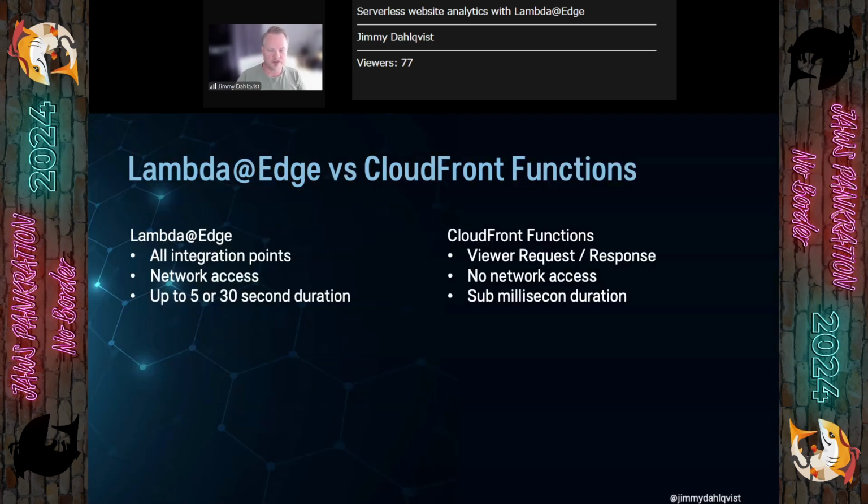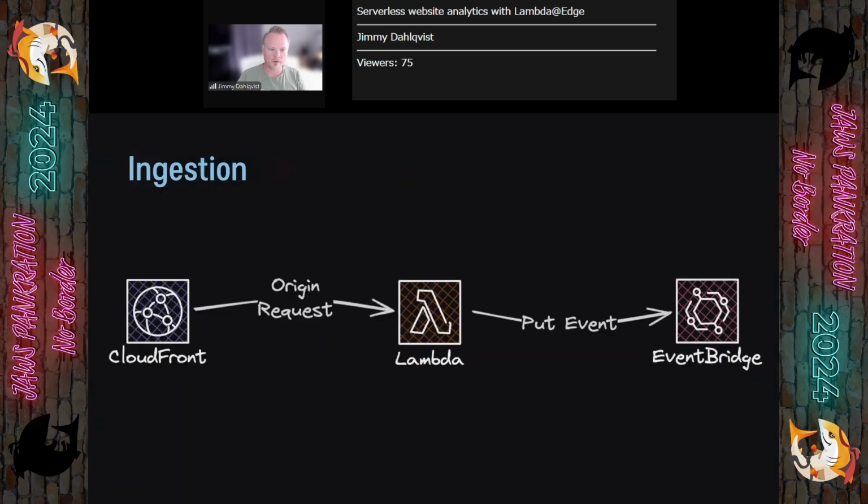There are two ways to integrate with CloudFront. You can integrate using Lambda Edge, which is a Lambda function. It can run on all four integration points. It has network access and can access AWS services, which is what I need in this solution. It can run for 5 to 30 seconds. CloudFront functions can only run on viewer request and viewer response, and they do not have any network access, meaning that I can't access any other AWS services. And they have a sub-millisecond duration time. So with that understanding, I needed to run this on Lambda Edge.